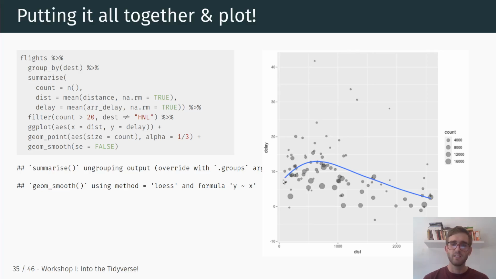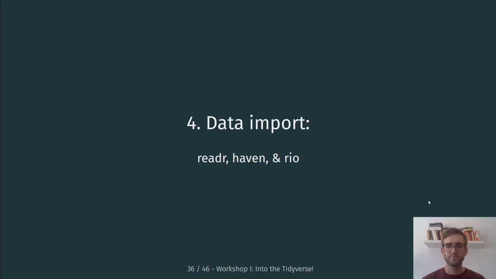And we see that for very close airports, delay is lower, it increases, but then for very large distances, the average delay decreases again. So the longer the distance the plane has to cover, the more time there is to make up the initial delay. And that would be one potential interpretation.